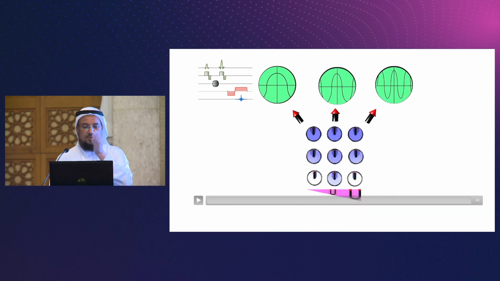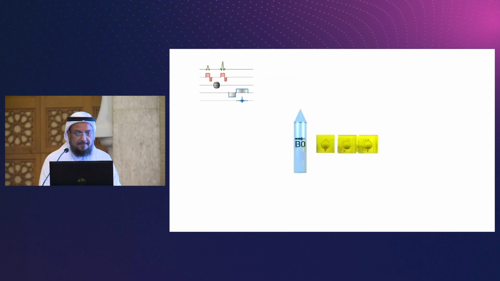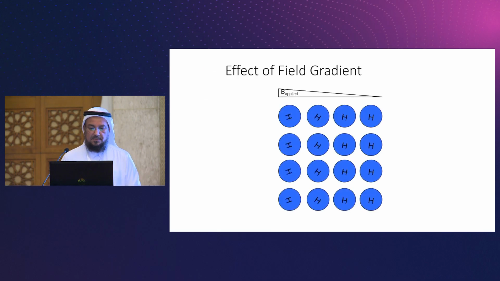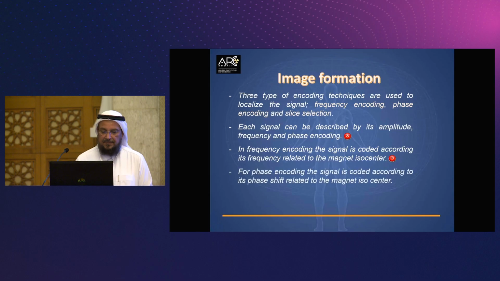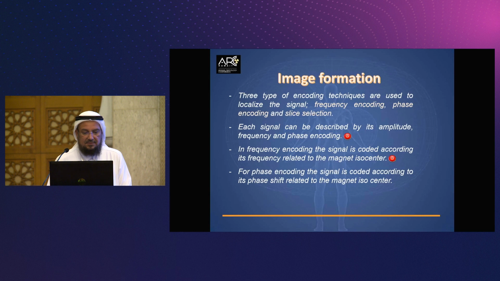So this is an example. The right column in the image has higher frequency, so the computer will know that this is coming from the right side. This has less frequency, it's coming from the left side. So all these protons will have a similar frequency, so it's easy for the image matrix to be translated according to the frequency. Now, for the phase encoding, the signal is coded according to the phase shift.